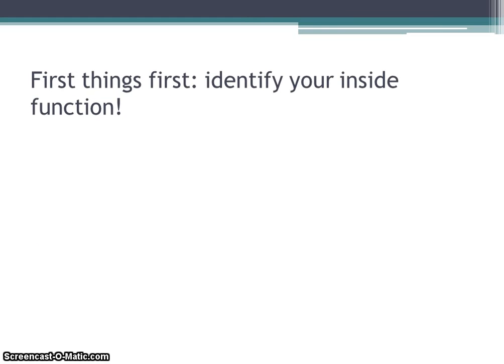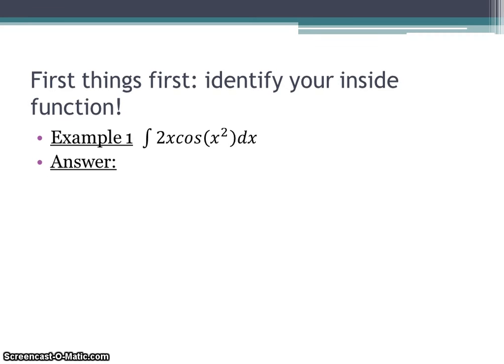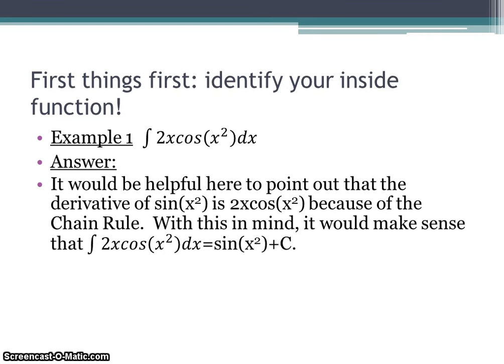So with this process, first things first, we need to figure out what our composition is. Well, what is our inside function? So we start with an example here where we've got the integral of 2x cosine of x squared dx. And our first job is to figure out, are there any inside functions? And as you can see here, with the cosine function, it doesn't have a normal input.